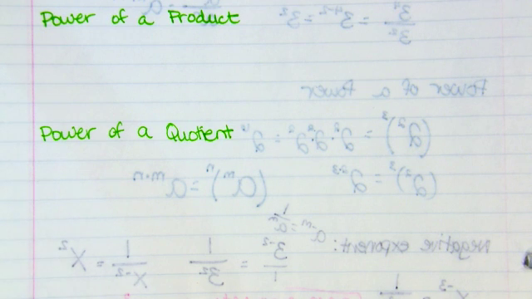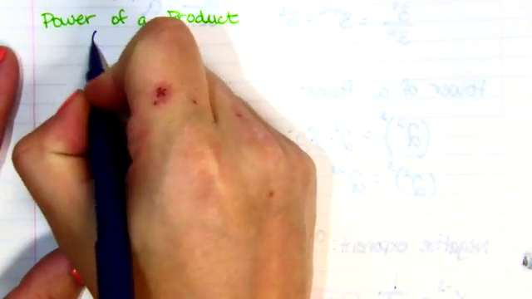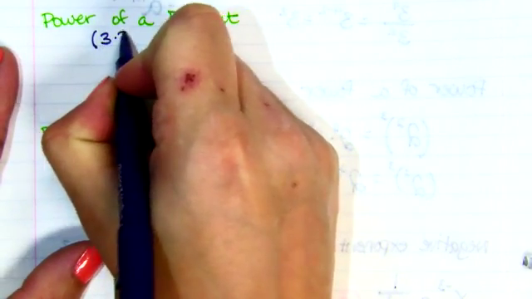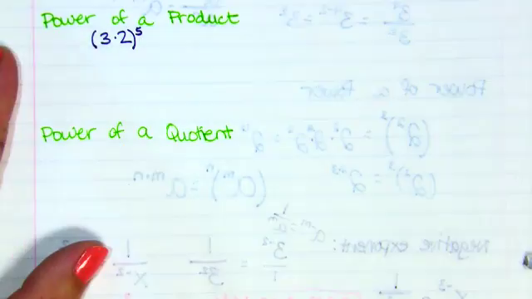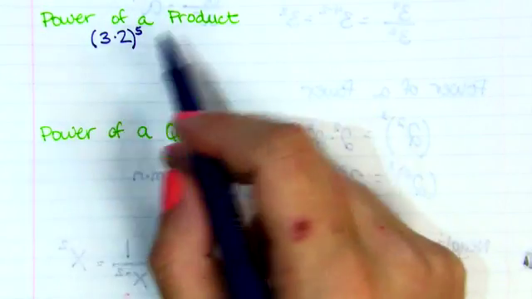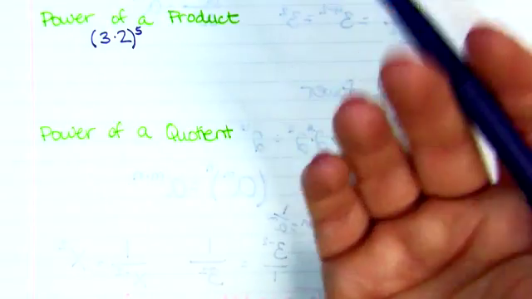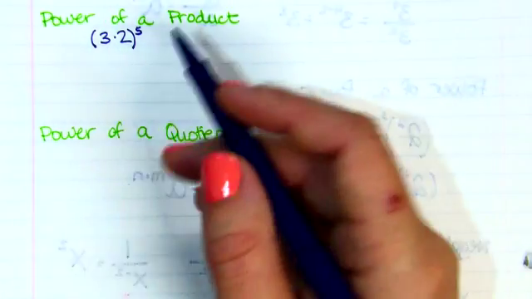Two other things you need to know while simplifying have to do with the power of a product and the power of a quotient. So the power of a product would be something that looks like this. You have a product and you're raising it to a power. And I kind of think about these rules as like the distributive property for powers.